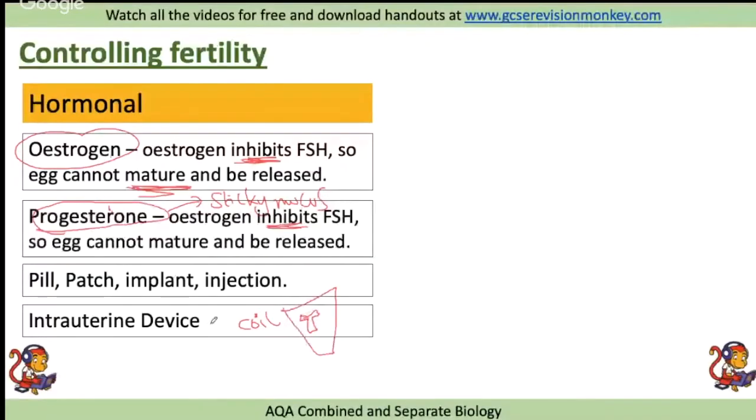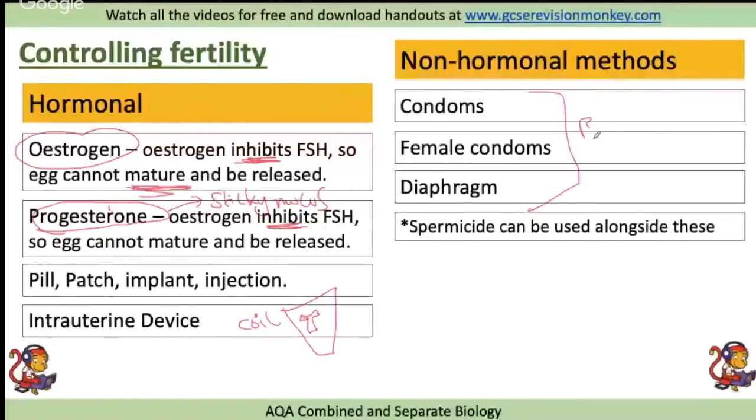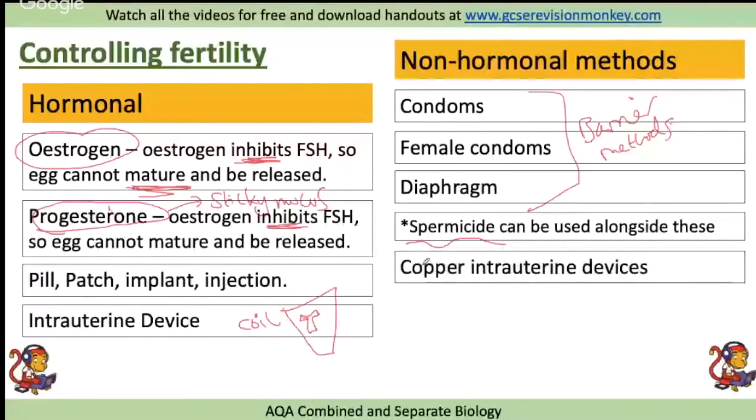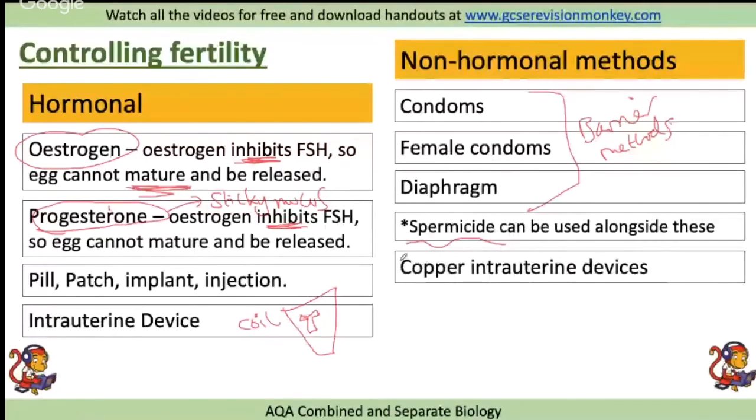Non-hormonal methods then, you've got barrier methods such as condoms, female condoms, and diaphragms. These are known as barrier methods because they physically block the semen from going into the uterus. And alongside those, you can use spermicide to make sure you're getting the best contraception possible. Spermicide is just a chemical which kills the sperm cells. Another method you can use is copper coils, essentially copper intrauterine devices. They actually kill the sperm rather than releasing hormones.